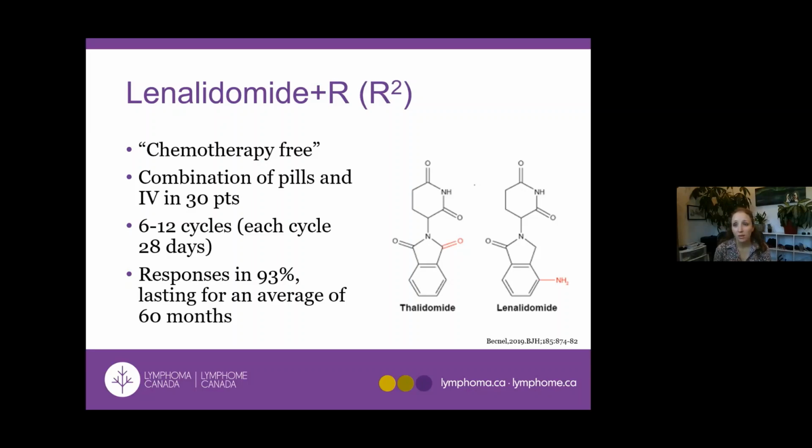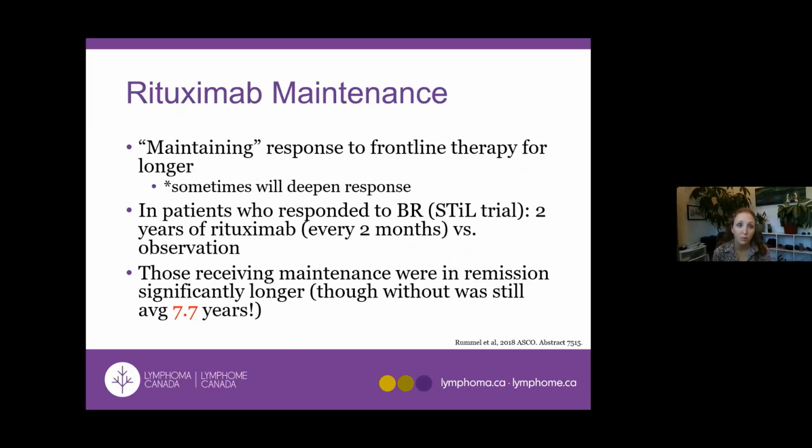So I think this is why this has not been as well studied as bendamustine and rituximab, which mainly remains our first choice for treating patients. But this is definitely an option and is widely used in other areas like the US.